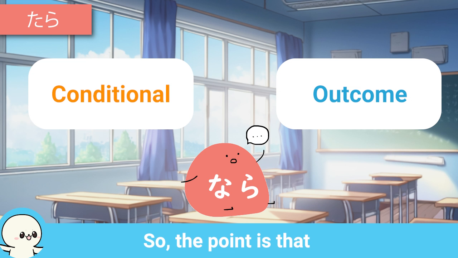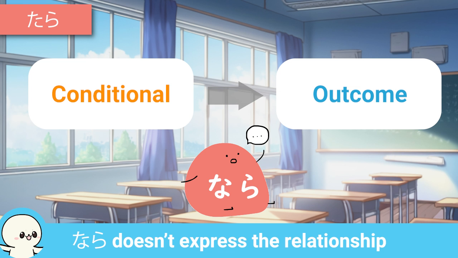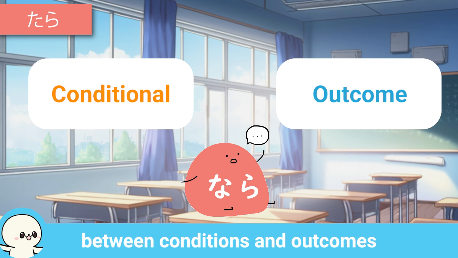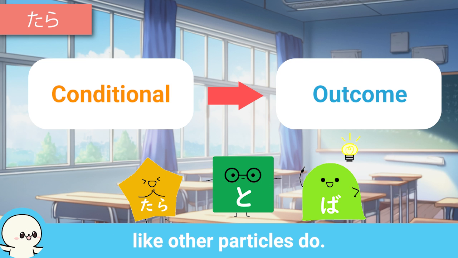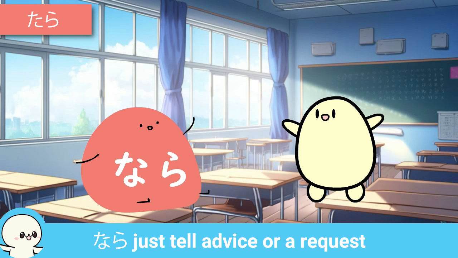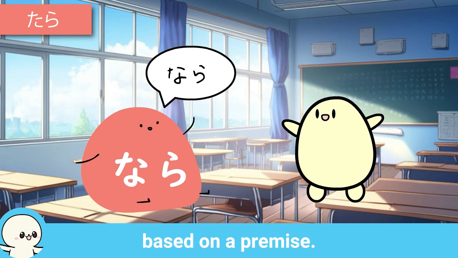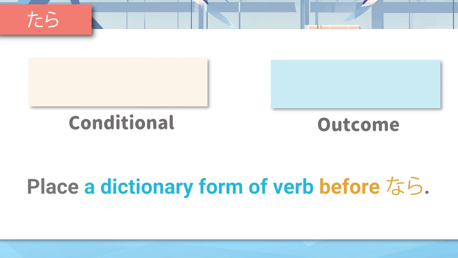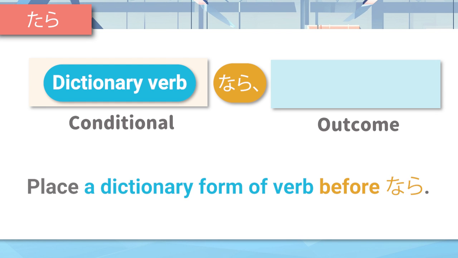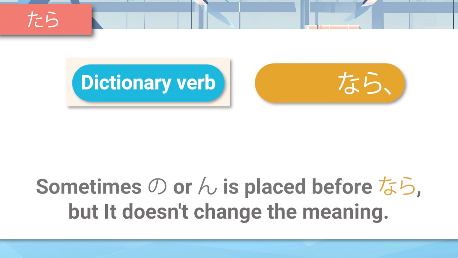So the point is that なら doesn't express a relationship between conditions and outcomes like other particles do. なら just tells advice or request based on a premise. Sentence construction. To make a sentence with the particle なら, place a dictionary form of verb before なら. Sometimes の is placed before なら, but it doesn't change the meaning.